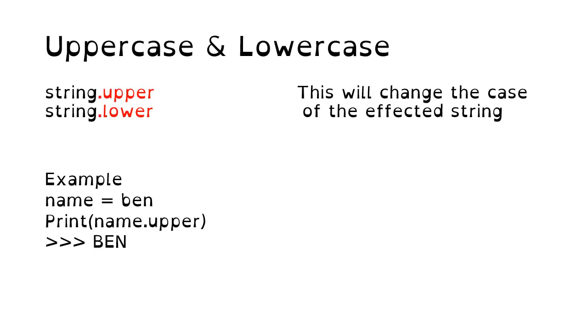We can convert strings to uppercase and lowercase using the ending dot upper or dot lower. This is quite self-explanatory. So in the example below, we have the name Ben. Then we've put name dot upper to convert it all to uppercase, and we get the name in capital letters.